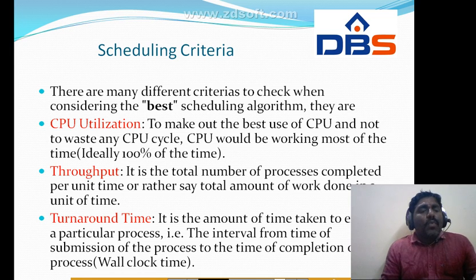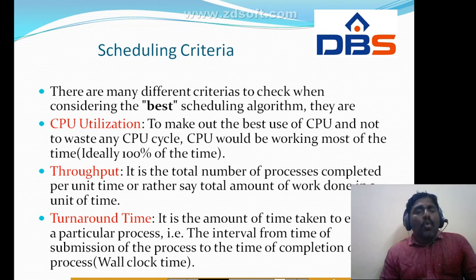Okay, so we are going to utilize that CPU 100% only, then we can say it is CPU utilization. That means how much we are going to utilize our CPU. We are going to keep the CPU always executing some process. So this is the CPU utilization. We can say it is making the best use of the CPU, not wasting any CPU cycles, which means we are always giving some process to the CPU.